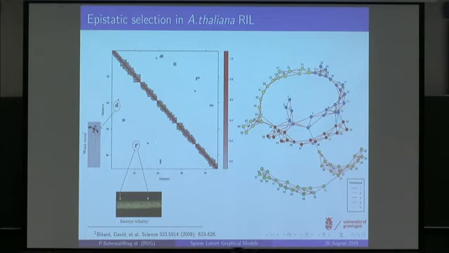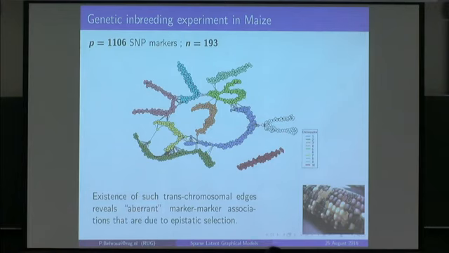So this could be other disorders in the plant that they couldn't find, and we detected with our method. This is just to verify our method, and we implemented it for the maize data, where P is the number of markers, around 1,106, and the number of individuals is 193.